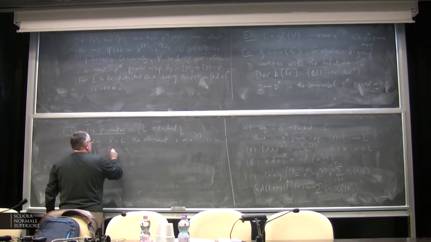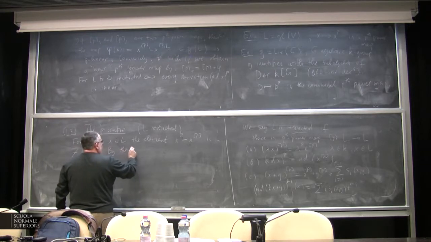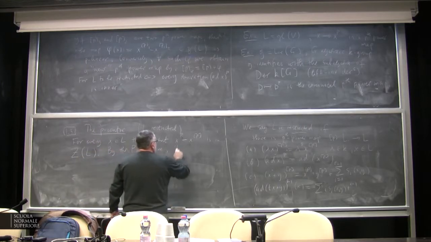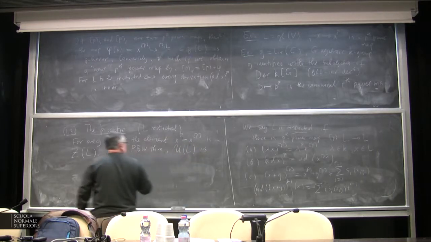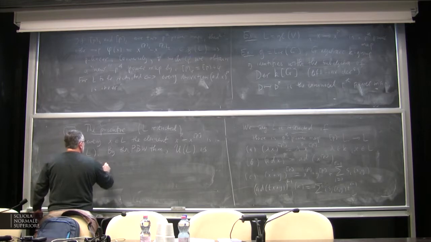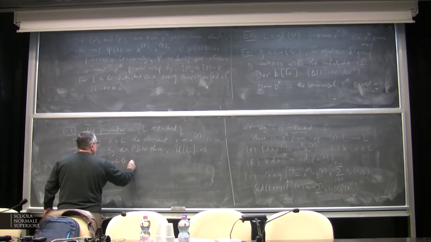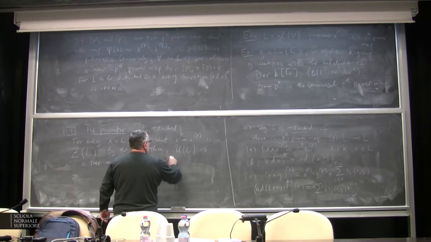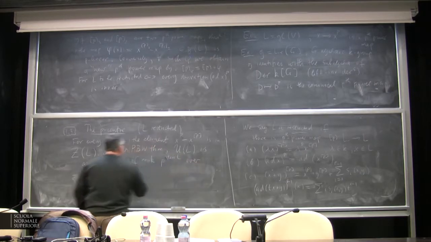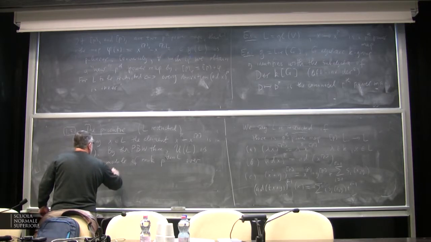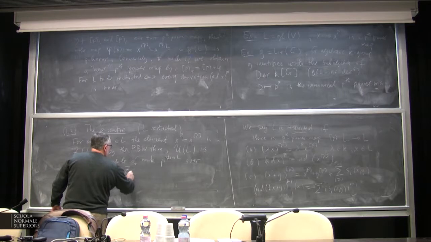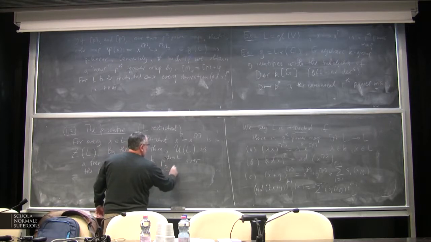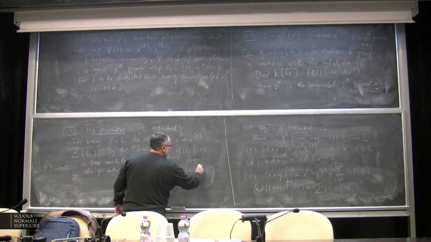And moreover, by the PBW theorem, U of L is a free module of rank p to the dimension of L over the p-center, which I'm going to denote Zp of L, and that's the subalgebra generated by all these elements, for x in L.